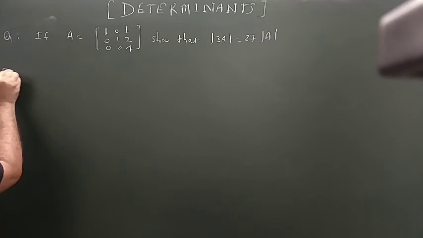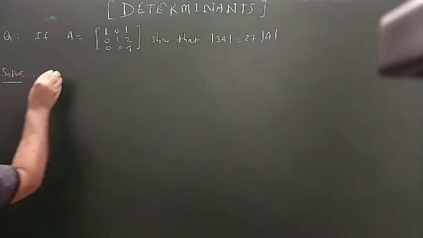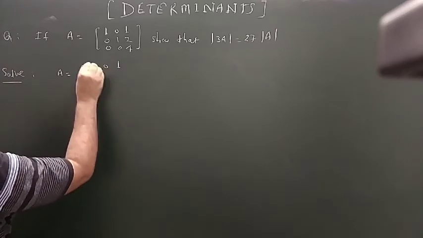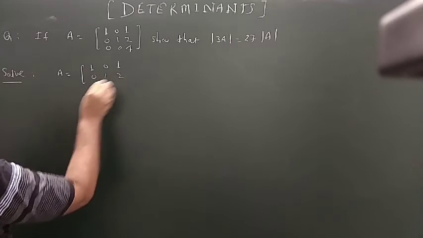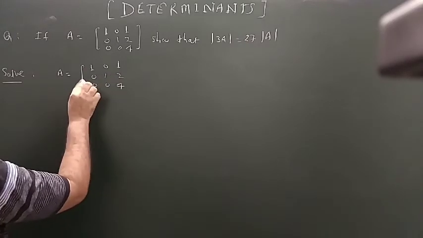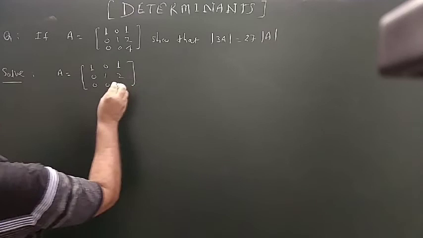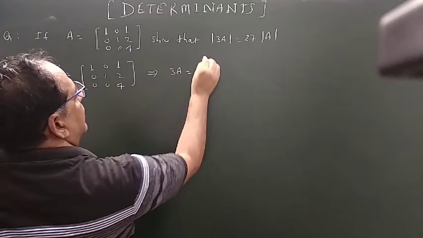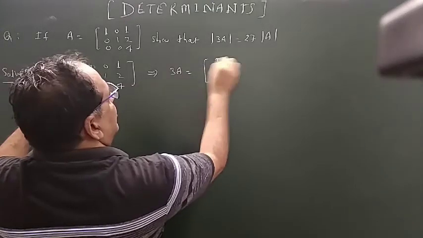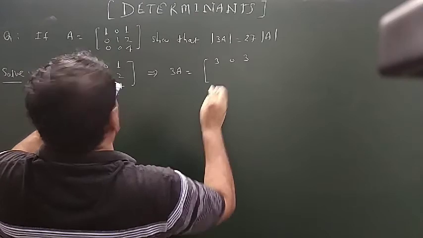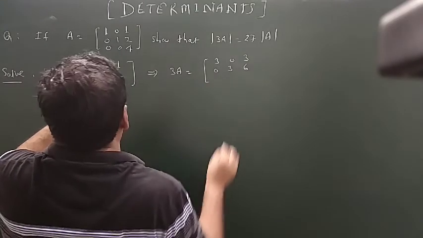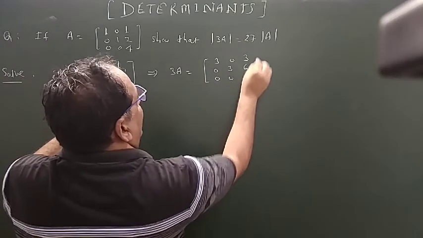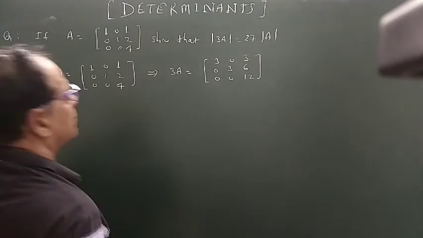So now A equal to 1 0 1, 0 1 2, 0 0 4. That means 3A equal to, now this becomes each element multiplied by 3: 3 0 3, 0 3 6, 0 0 12. This is the value of matrix 3A.